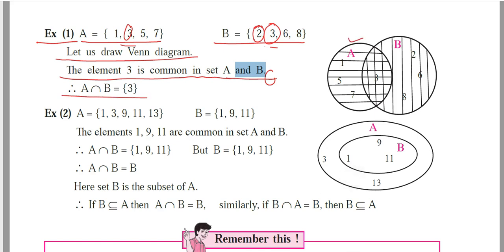Venn diagram मध्ये देखील दाखवलंय. A सेट घेतलेला आहे आणि B देखील घेतलेला आहे.